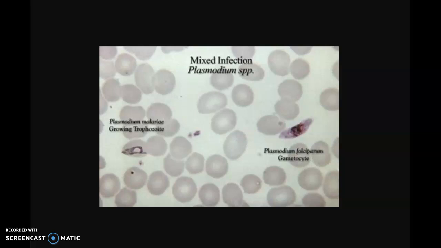So what we see in this image, these structures that you see in the background here, these are red blood cells. So what we're looking at here is a blood smear, and we are seeing two different forms of Plasmodium. We have the gametocyte form over here of Plasmodium falciparum, and then over here within this particular red blood cell, we have a growing trophozoite of Plasmodium malariae, which are two of the causative agents of malaria. Plasmodium has a very complicated life cycle. We'll get into that later on in the semester.